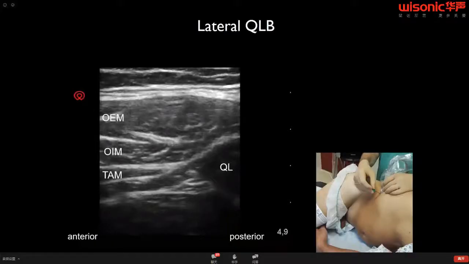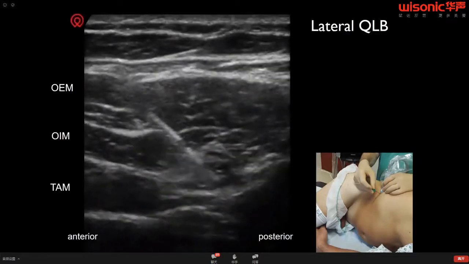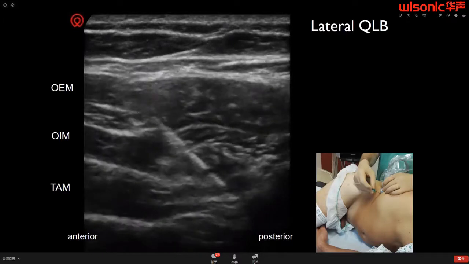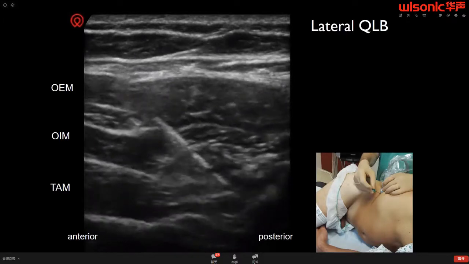Here, the lateral QLB block, you identify the three muscle layers, external, internal, and transversus abdominis muscle, and the quadratus lumborum, and the needle is advanced anterolateral. You can see here in front of the quadratus lumborum the tip of the needle is placed, and the local anesthetic is injected.